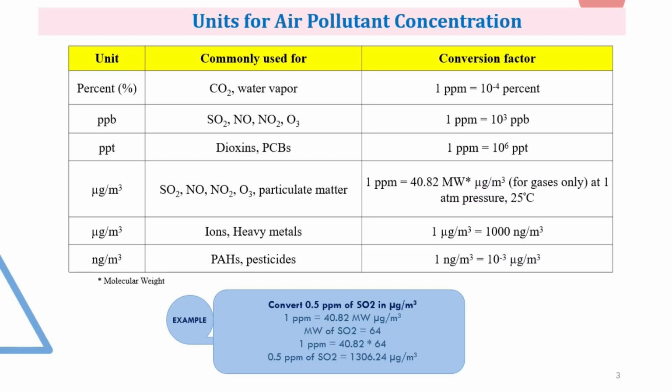Here, we have the different units to measure pollutants and how we convert them. For example, we might look at how to convert parts per million to micrograms per cubic meter. This helps us understand the concentration of pollutants in the air.